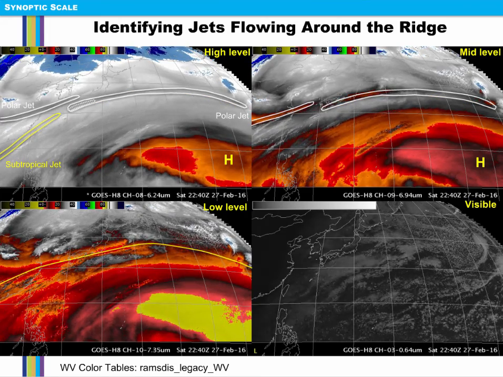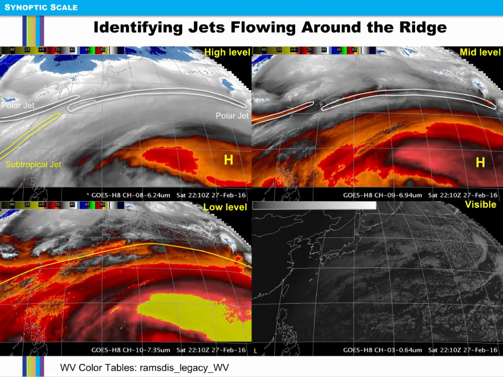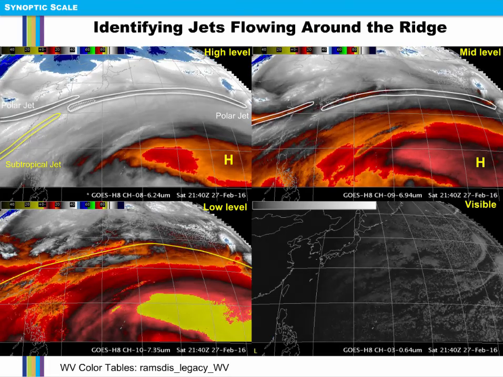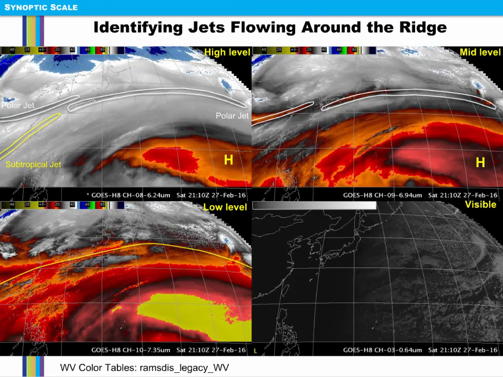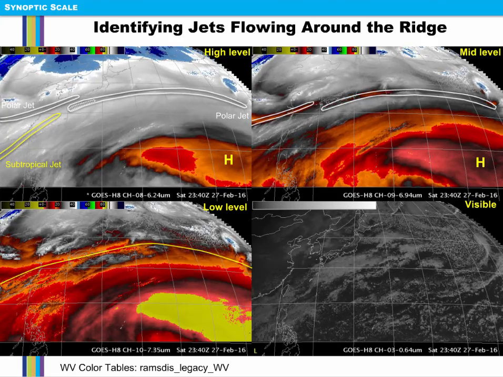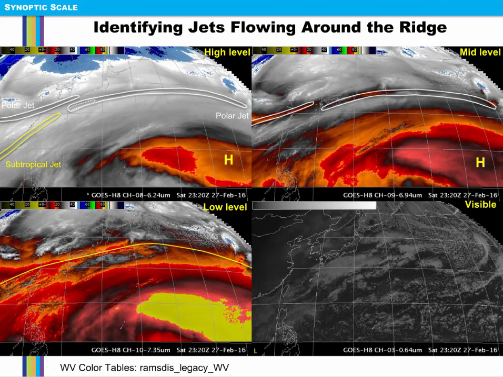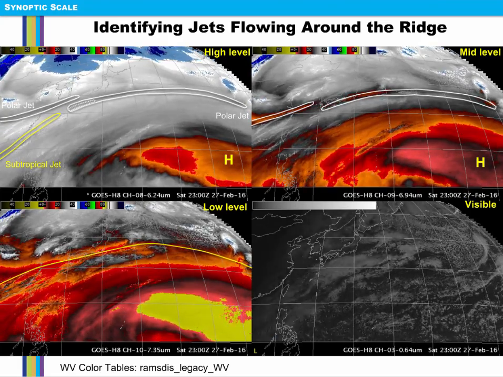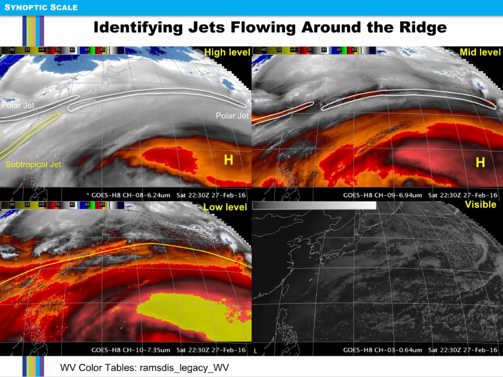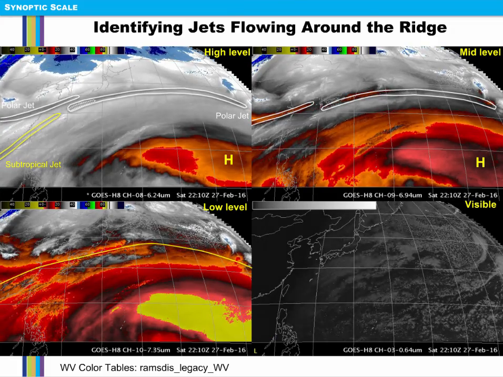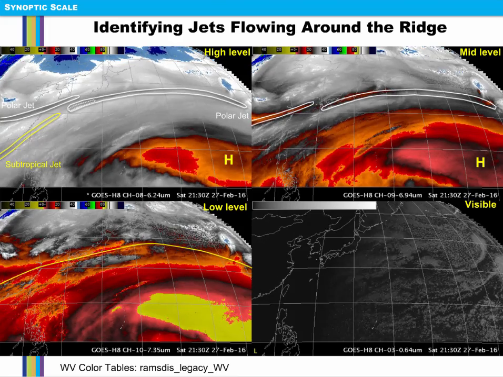Substantial upper-level flow often extends around the edge of an upper-level ridge, as is the case here. How can we use the water vapor imagery to diagnose the jet stream? In the mid and high-level water vapor images, we have indicated the approximate location of the core of the polar jet stream shown by the white contours.